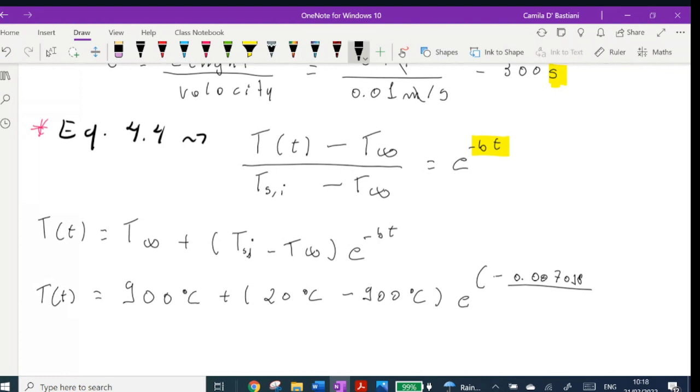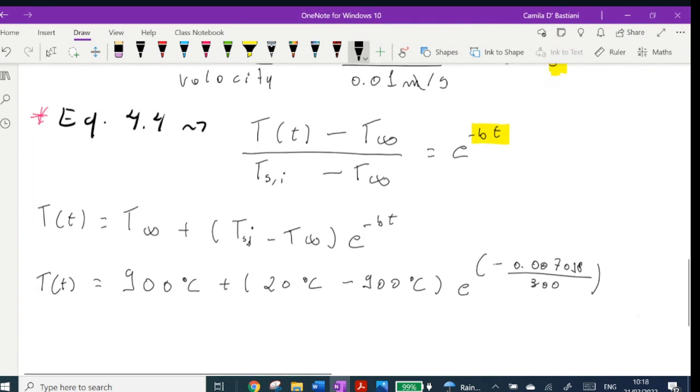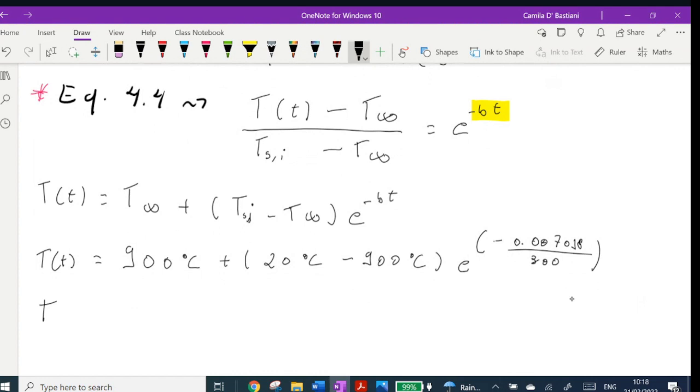divided by 300. Sorry here, 100. Well, if we solve that, we're going to obtain a temperature of 793 degrees Celsius.